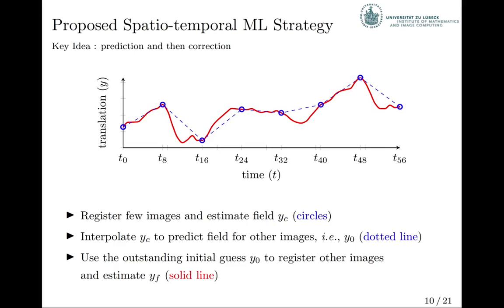So how do we do that here? Let's suppose I have 57 images in this case, and the red curve is what we want to estimate. Instead of registering all the images together, we start with the registration of only 8 images, and that gives us the estimate, which is given by these blue circles. Now we do linear interpolation for the images in between these circles, and use that dotted line as the initial estimate to register all the other images. Because this dotted line gives a very good initial guess, we can accelerate our registration process.